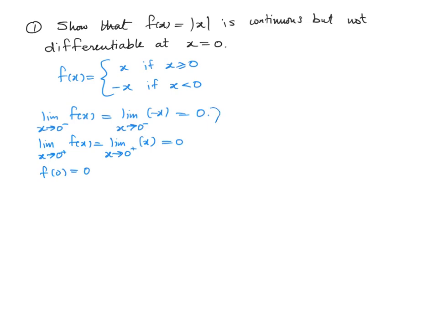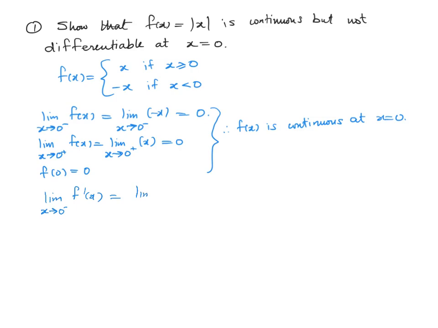So these three things say that, therefore, f of x is continuous because they're all the same at x equals 0. Now, differentiability requires continuity, so either way I would have had to do this to check differentiability. Now to show that the function is not differentiable, I'm going to do the limit as x approaches 0 from the left of f prime of x.